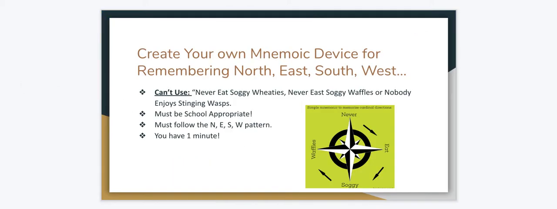So our first thing that we're going to do here together is to create your own mnemonic device for remembering north, east, south, and west. Here's the ones you can't use because they're already mine. Never eat soggy Wheaties, never eat soggy waffles, or nobody enjoys stinging wasps. Those are three that you can't use because those are mine, but you got to come up with your own, and I've seen some great ones over the years.